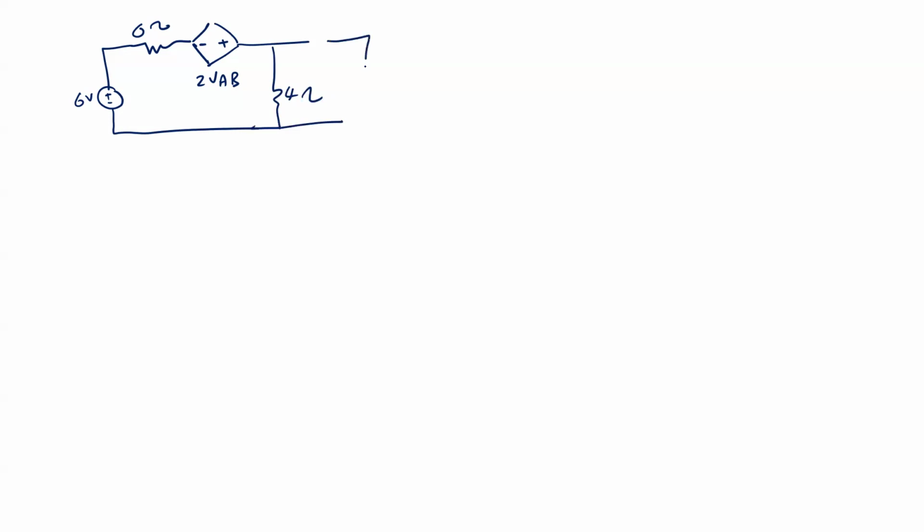So here we have 6 ohms. We have here a dependent source, 2 VAB, and then here we have 6 volt. Here we have 4 ohms, and then here we have RL. And this is point A, point B. Okay, so this is an independent source. This dependent source is actually 2 times the voltage across here. I want to calculate Thevenin for this part.